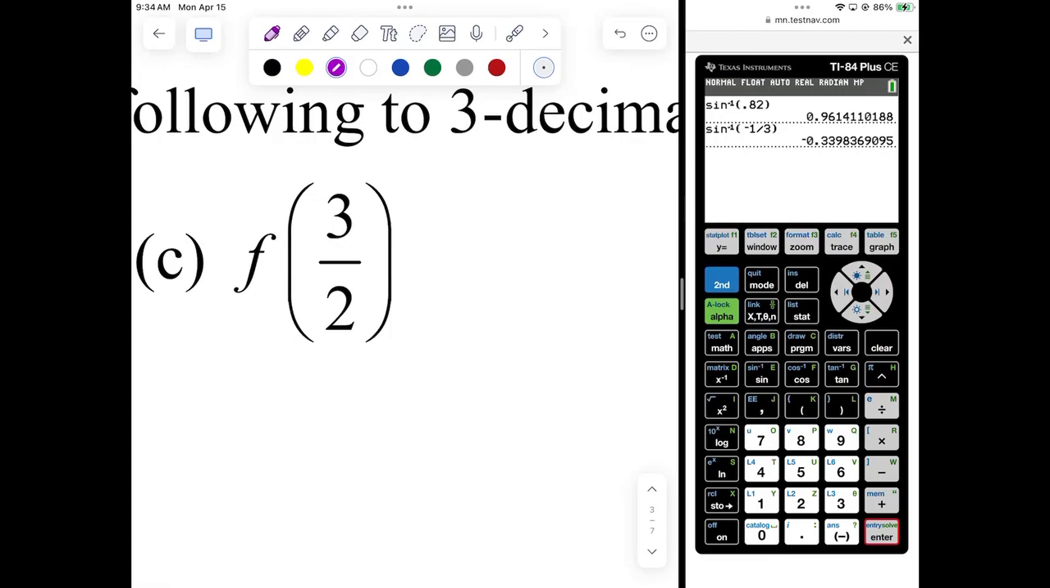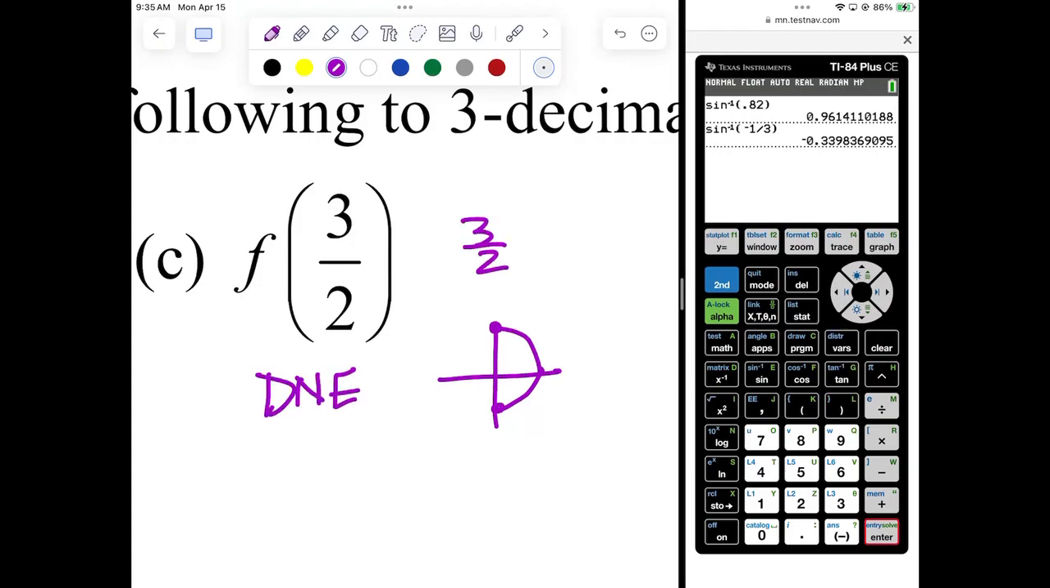All right, how about f of 3 halves? What quadrant is that going to be in? Are you sure? Do we ever go into 2? Do we ever go into 3? No. It's either 1 or 4. Why DNE?